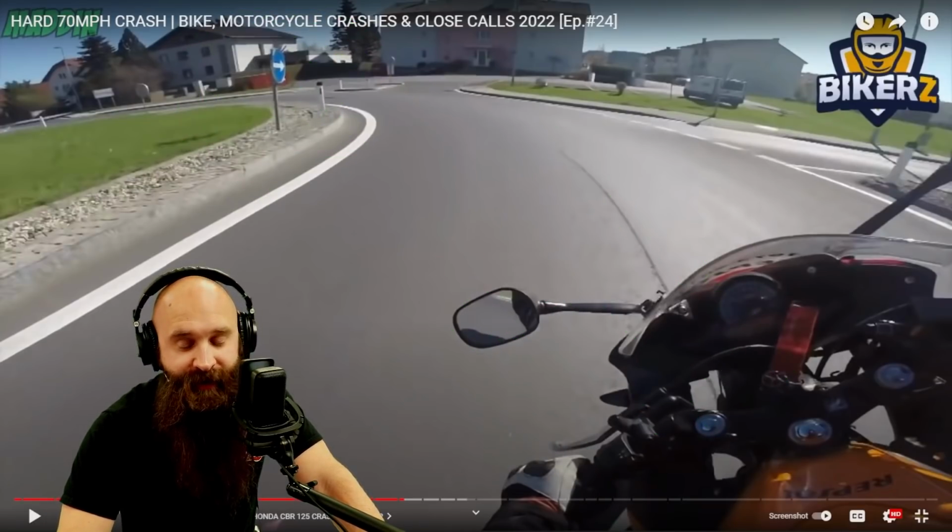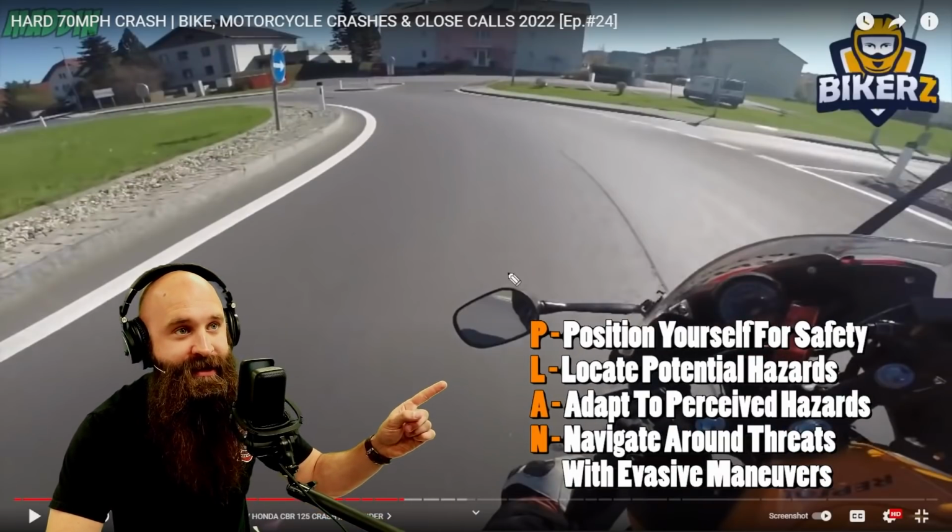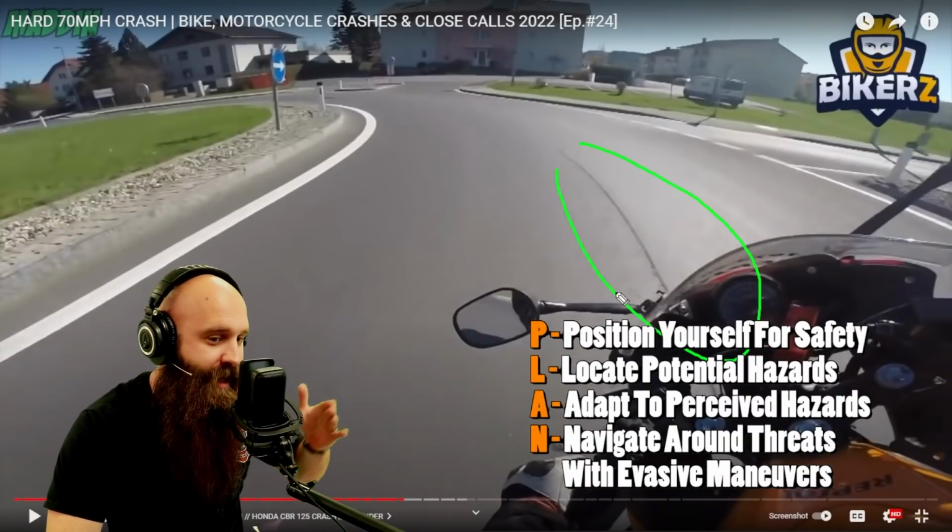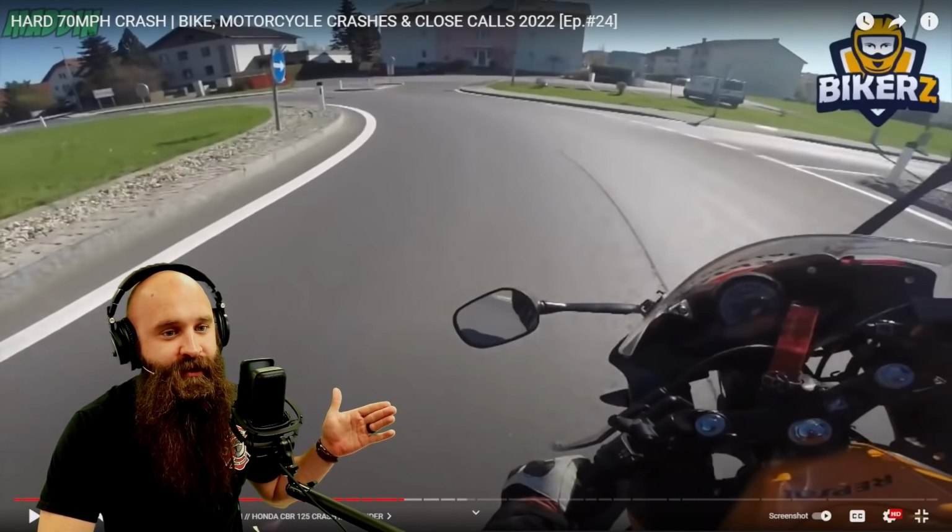You gotta watch out for that stuff. You want to plan your ride. Locate this hazard right here. Locate it and adapt to it by moving over just a little bit. That's all you have to do.